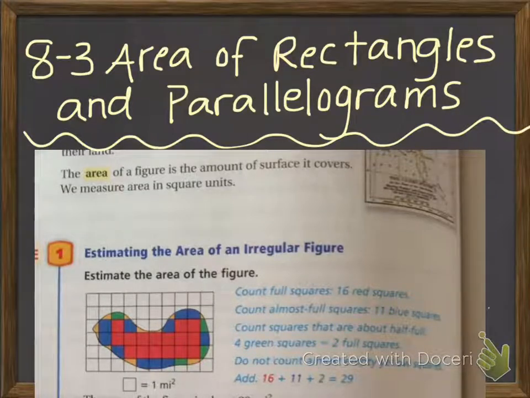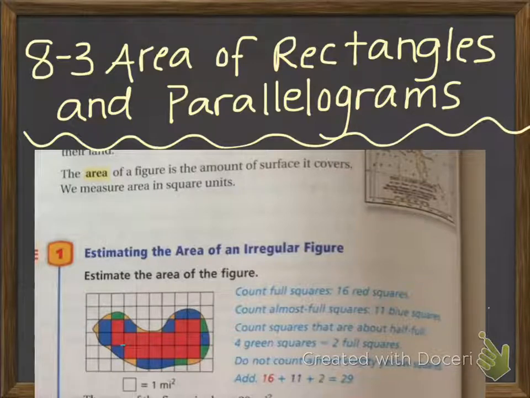If we want to estimate the area of an irregular figure, we're going to divide it up into squares. If you look over to the text on the right, I took this from my textbook: count full squares. The red ones are all full squares, so we count up all of those and we get 16. Then we count the almost full squares, which are the blue ones. The blue ones we count as 1, I believe. Let's see if that's what they did. 1, 2, 3, 4, 5, 6, 7, 8, 9, 10, 11. Those are almost full, so they just estimate and say they count as 1.